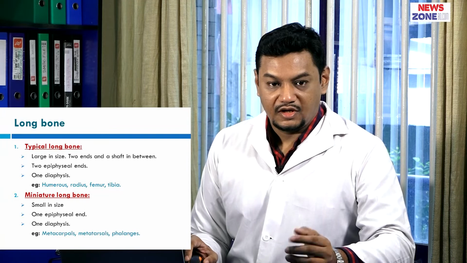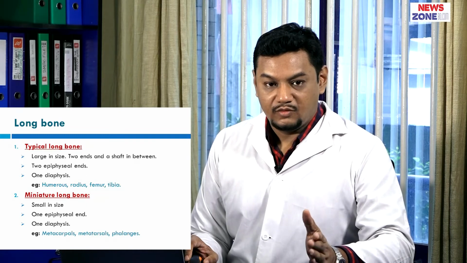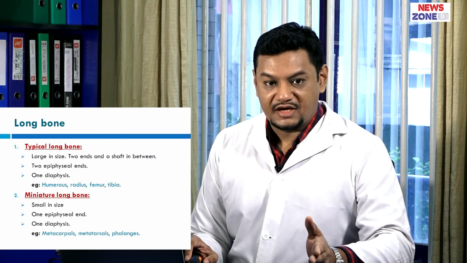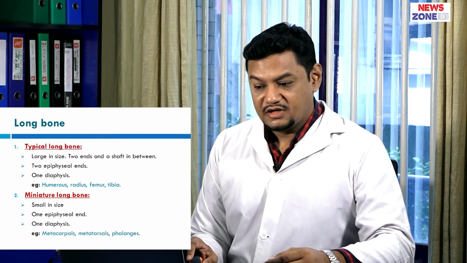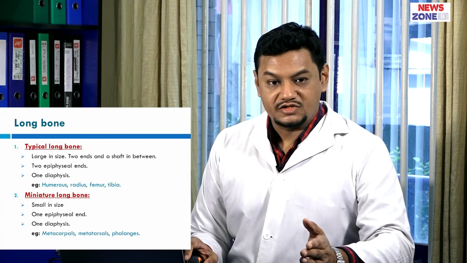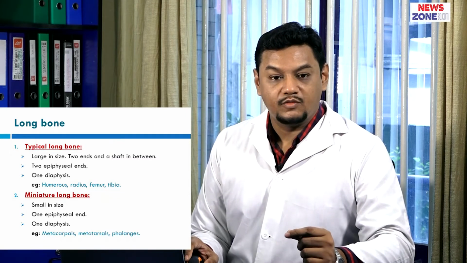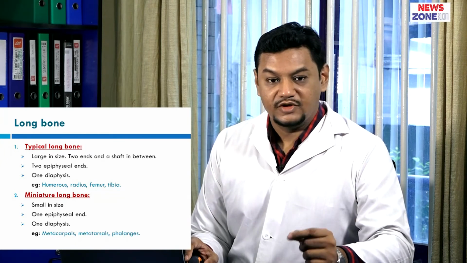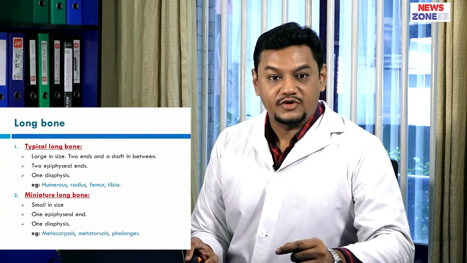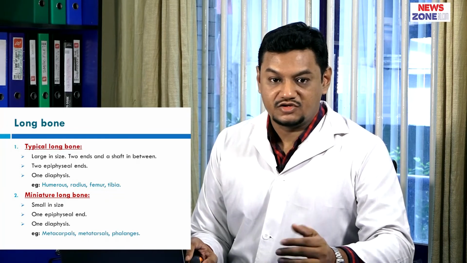Let us start with the long bone. You know the long bone should be long. Now, long bones are classified again into 3 categories. One is called typical long bone. These typical long bones have some typical features: they are large in size, with 2 ends and the shaft in between. Also, these bones have 2 epiphyses and 1 diaphysis. Remember, the typical bones have 2 ends, which are the 2 epiphyses, and the shaft, which is the diaphysis. The examples are femur, humerus, radius, ulna, tibia, fibula, and so on.